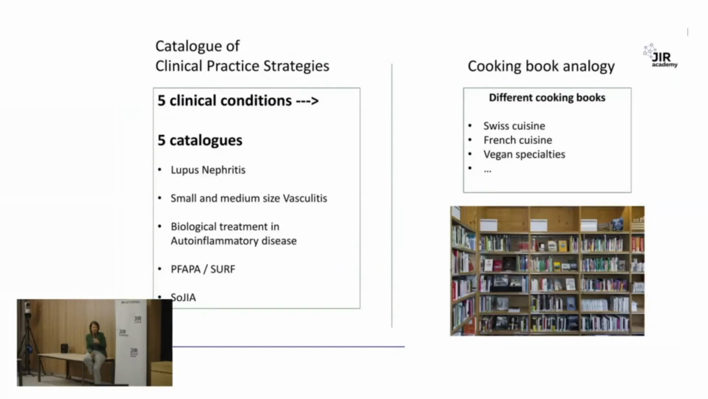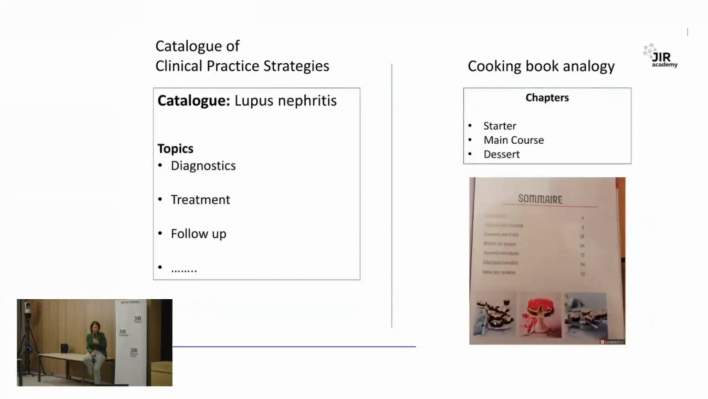And we see them as having different cooking books for our library of cooking books. And for lupus nephritis, you can use a Swiss cuisine, you can have the French cuisine, which is different in the different countries, but you can also eat vegan. And vegan can be something that you eat in all the different countries. So meaning it doesn't need to be related to a specific country. So we continue. We have these 5 topics, 5 catalogs. I'll try to now take the example of lupus nephritis. And within lupus nephritis, there are a lot of topics that we need to discuss. What are you doing for diagnostics? What are you doing for treatment?